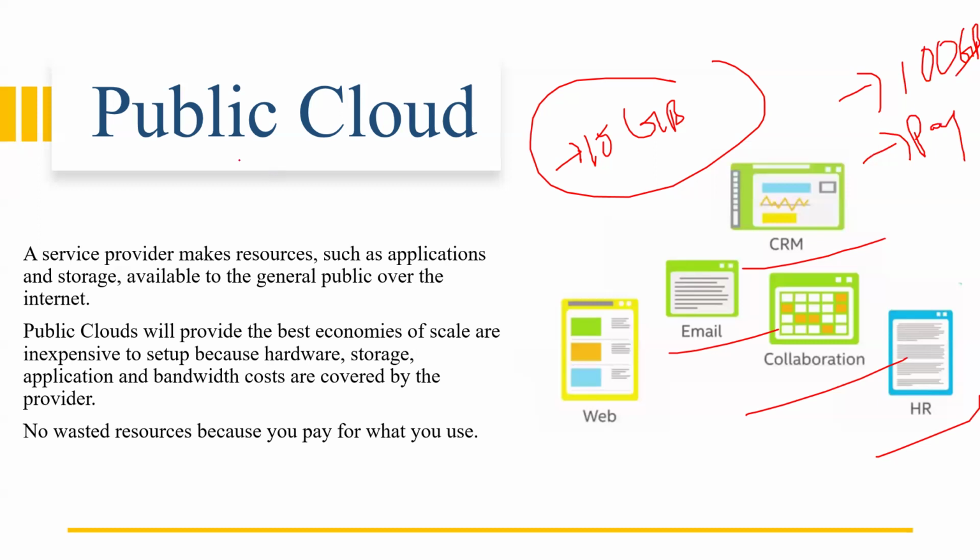So your public clouds are nothing but whatever you see via the internet, almost all of it is in the public cloud. A service provider makes resources such as application and storage available to the general public over the internet. These are the public clouds. Public clouds provide the best economics for scaling and are inexpensive to set up, because hardware, software, storage, applications, servers and bandwidth are everything maintained by your cloud provider.